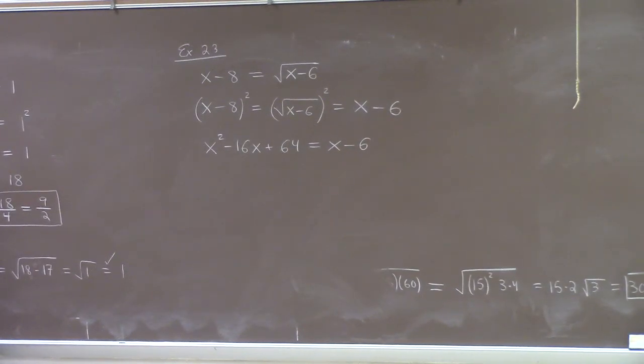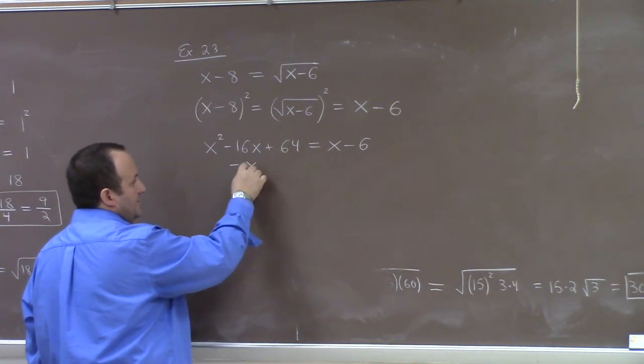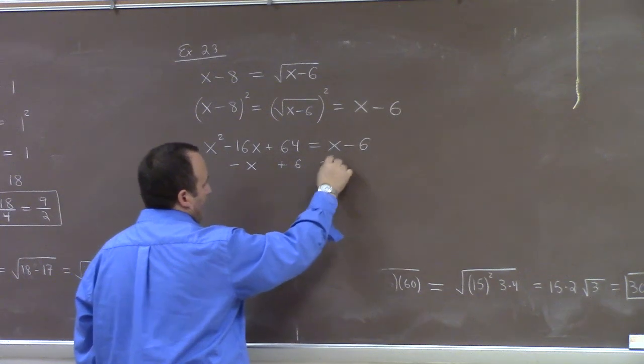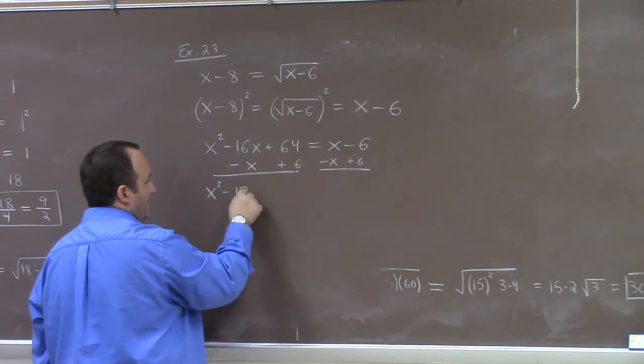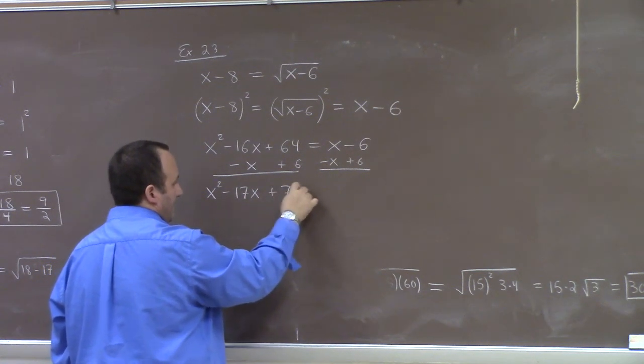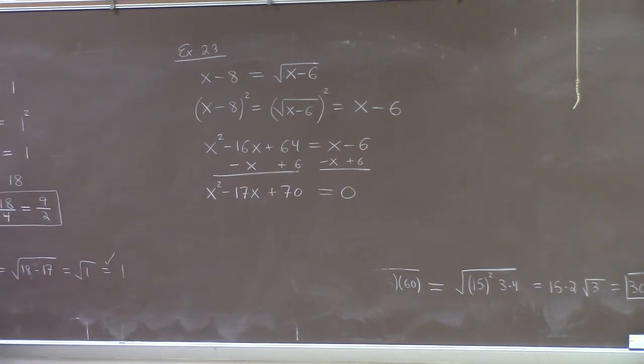You should all be able to do this one. You bring the x over, and minus the x makes it 17x. And then you bring the 6 over and make it a 70. All right, so we basically rearrange it so that it's a quadratic equal to 0. And the reason we want to do that is so either we can use the quadratic formula if you like that, I don't recommend it, or you can complete the square, I also don't recommend it for this problem, or you can factor it.